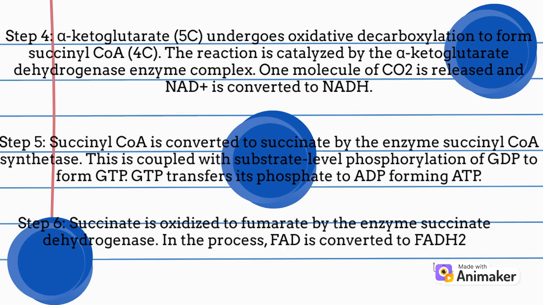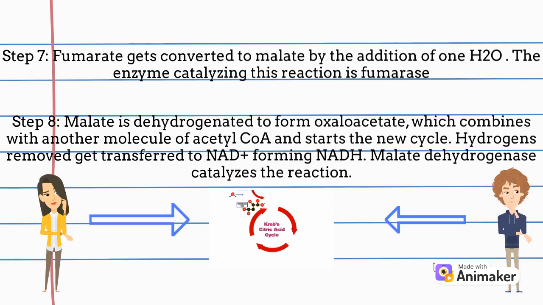Step 6. Succinate is dehydrogenated to fumarate by the enzyme succinate dehydrogenase. Malate is dehydrogenated to oxaloacetate, which combines with another molecule of acetyl-CoA and starts the new cycle. Hydrogens removed get transferred to NAD+ forming NADH. Malate dehydrogenase catalyzes the reaction.